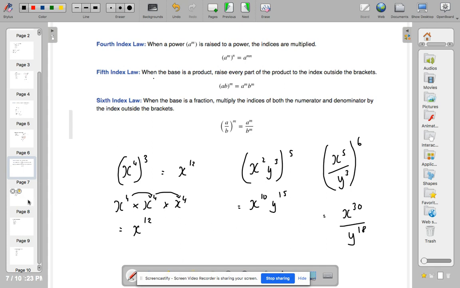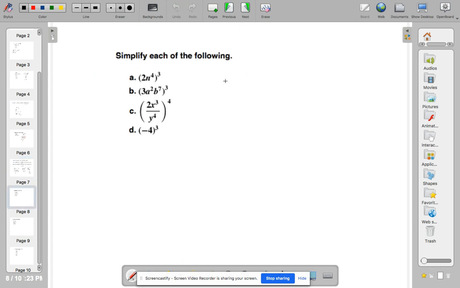Let's now have a look at how this would work out with the questions. Let's look at question 8. We've got 2n to the power of 4 raised to the power of 3. Now, sometimes what I do to make sure that I know that the 2 and the n expression are separate things is to just put a little 1 there. 2 to the power of 1, n to the power of 4.